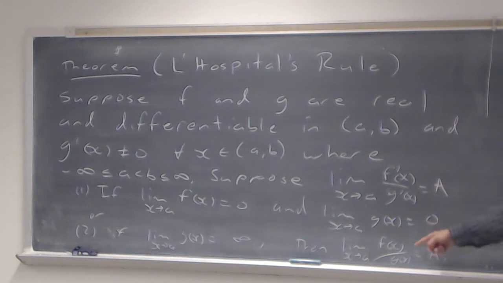So this gives us a way that if we get some kind of indeterminate limit form of 0 over 0, or if the bottom is infinity, and yet the derivative of the top over the derivative of the bottom has limit A as x goes to a, then that will give the limit as x goes to a of f of x over g of x. Okay, so that's the theorem.